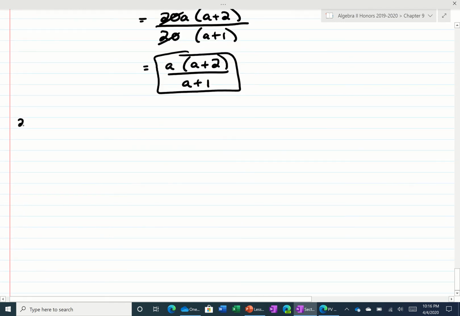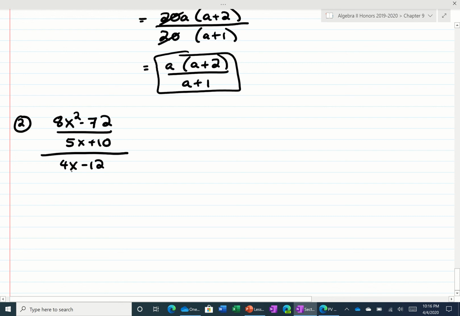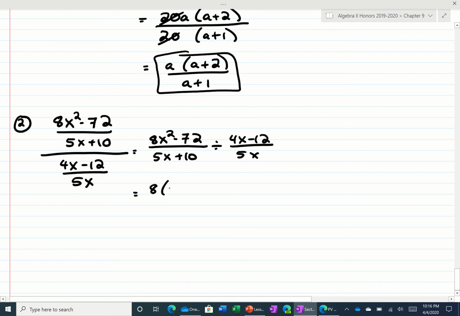Next problem looks like this. Alright, let's see, it says (8x squared minus 72) divided by (5x plus 10). The whole thing being divided by (4x minus 12) divided by 5x. So this is similar to the last one that we did. I'm going to write it horizontally, and then I'm going to factor. Go ahead and multiply by the reciprocal while we're at it.